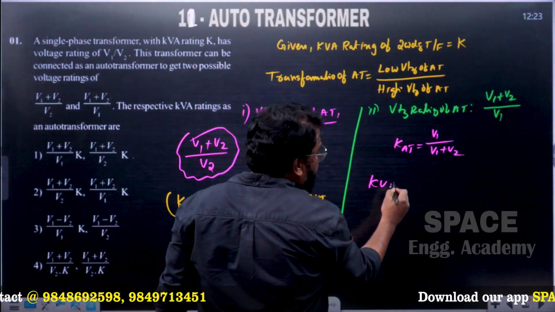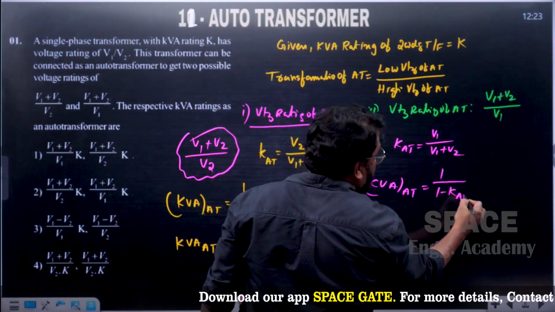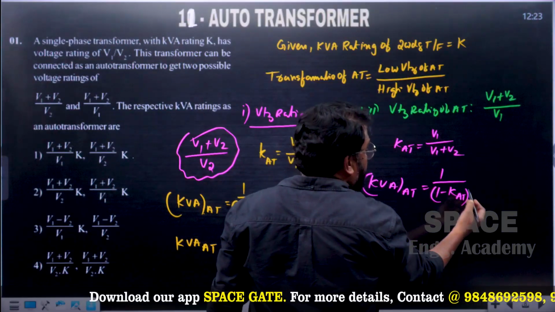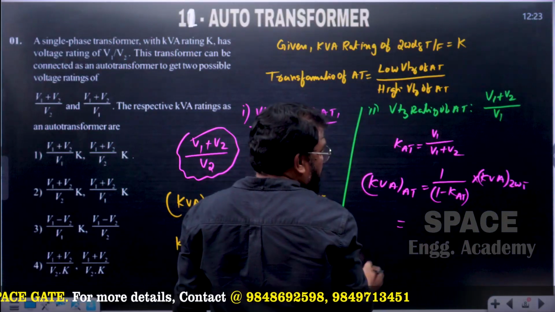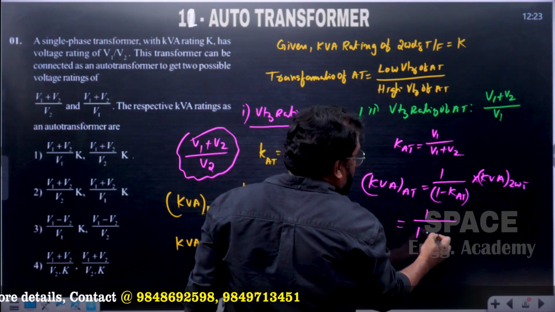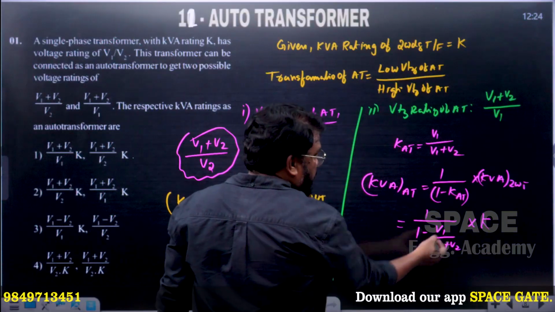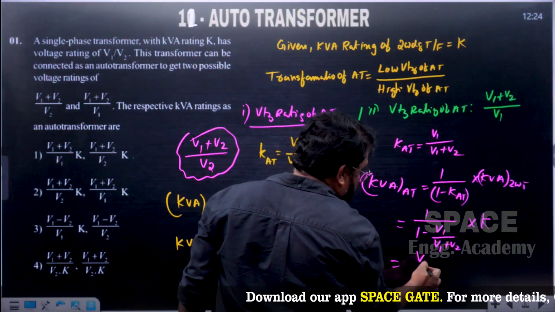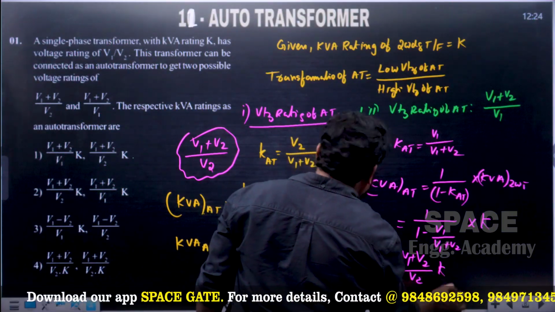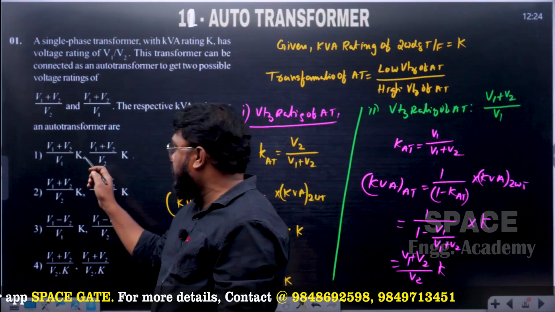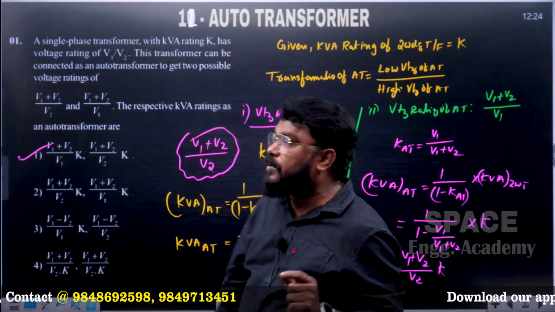The KVA rating of the auto transformer is equal to 1 by (1 minus the transformation ratio) multiplied by the KVA rating of the two-winding transformer. So this value is equal to 1 by (1 minus V1 divided by V1 plus V2) multiplied by capital K. By simplification, V1 will cancel out, giving (V1 plus V2) divided by V2 into K. So the answer is (V1 plus V2) by V1 into K, (V1 plus V2) by V2 into K. So option 1 is correct for this question.